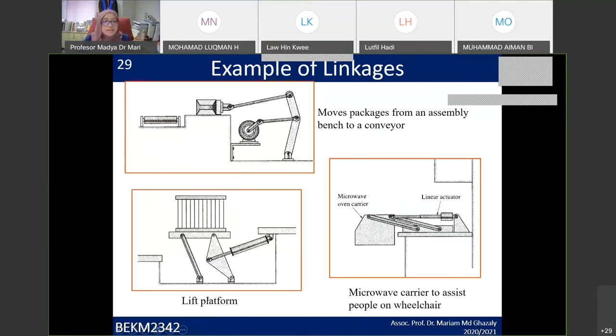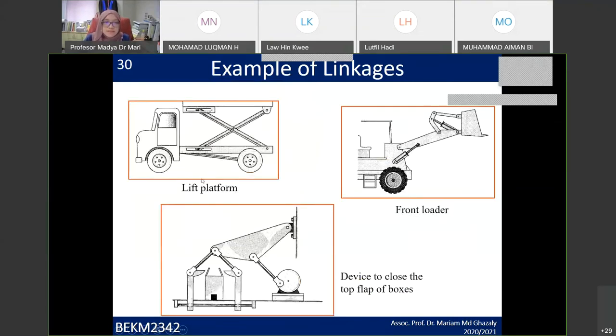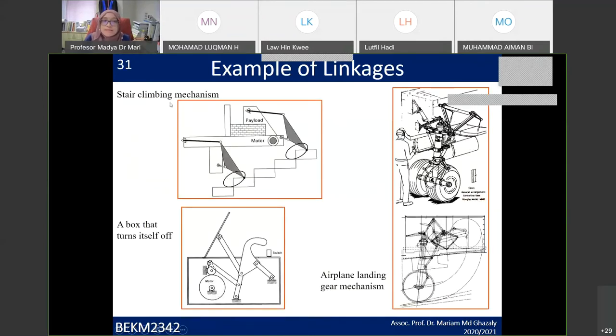And this one is an example of a lift platform. And this one is an example of a moving carrier. This one is an example of a lift platform in the truck. Okay, front loader. And a device to close the top flap of a box. Okay, we have a stair climbing mechanism. Okay, a box that turns itself off, for example the music box. Then we have a more complicated one, the landing gear mechanism.